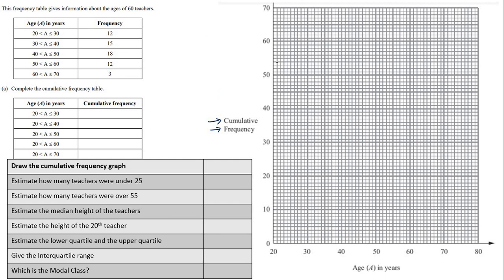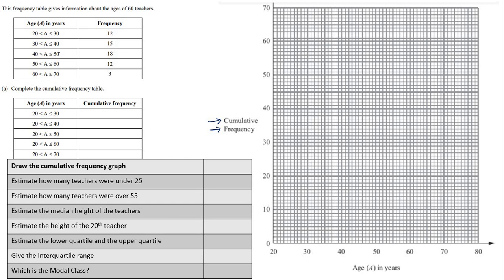So this question here is a past paper question, and basically we've got pretty much everything you could be asked about cumulative frequency. Box plots aren't included within this lesson. Box plots are a little bit different, but pretty closely related. So this frequency table gives information about the ages of 60 teachers. And so you could say there are 18 teachers who are between 40 and 50.